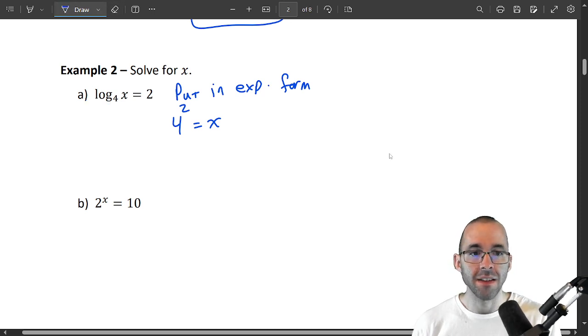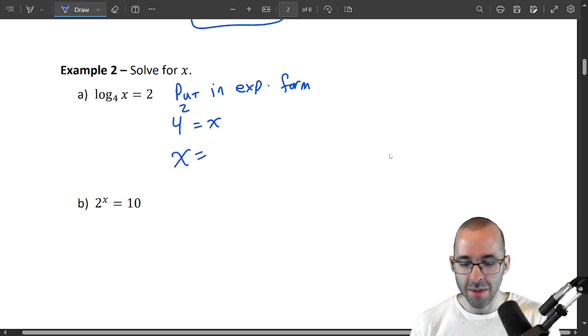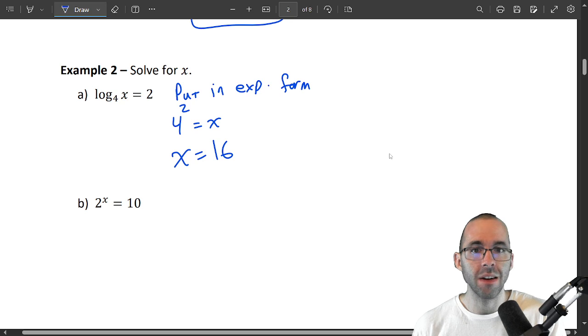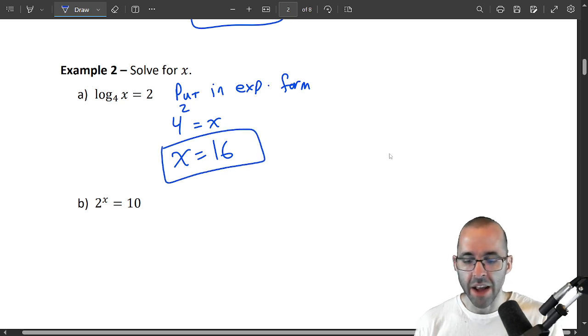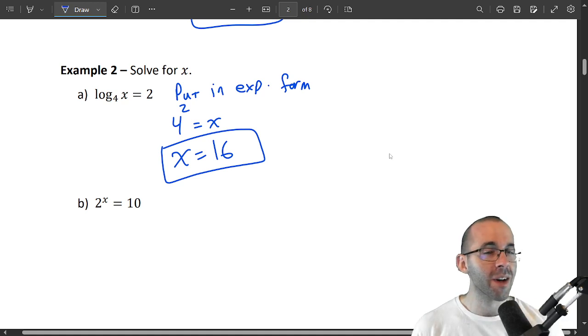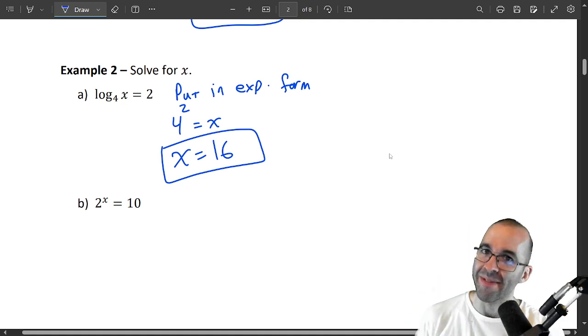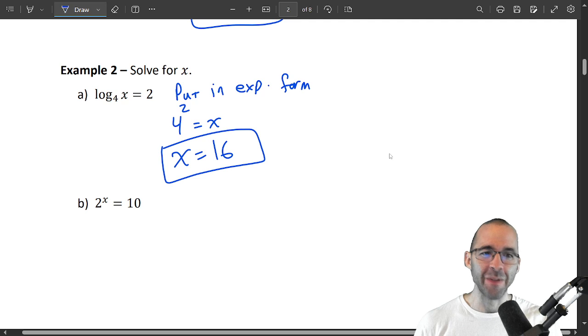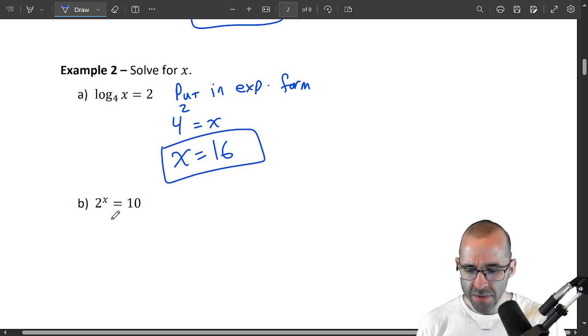So what's x? Now it's a much easier question to answer. What is x? It must be 16. It's 4 squared. That's our solution. You've solved your first logarithmic equation. More to come. More where that came from. Things to look forward to.